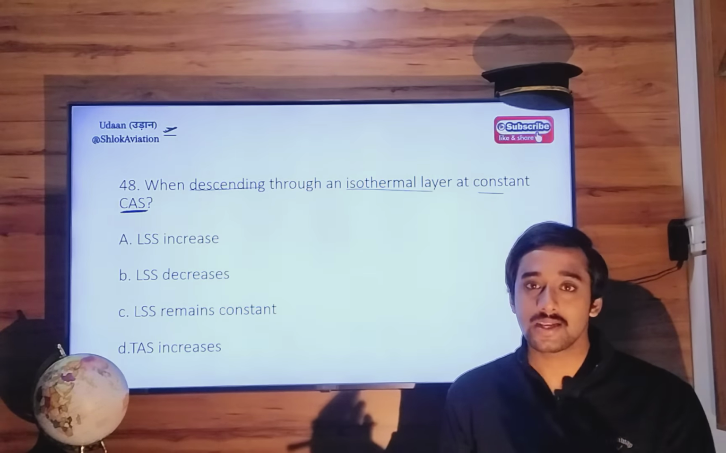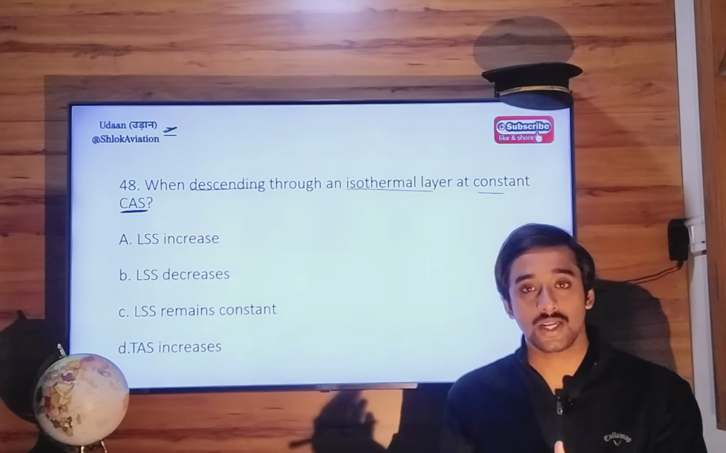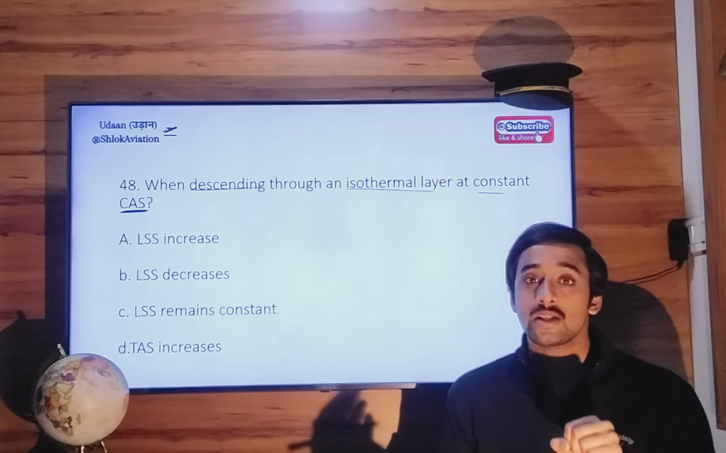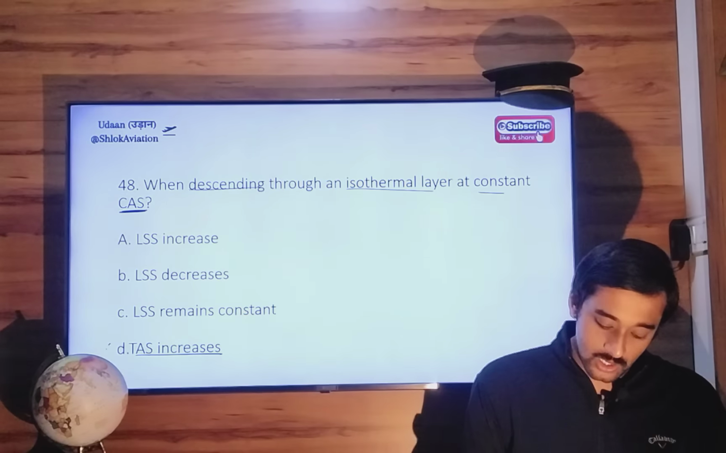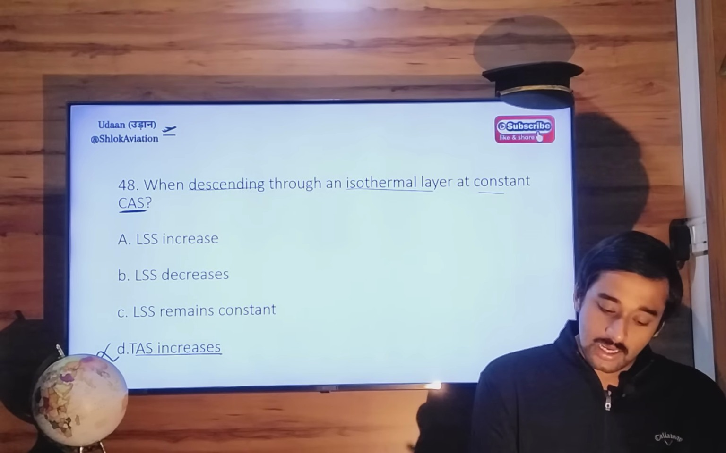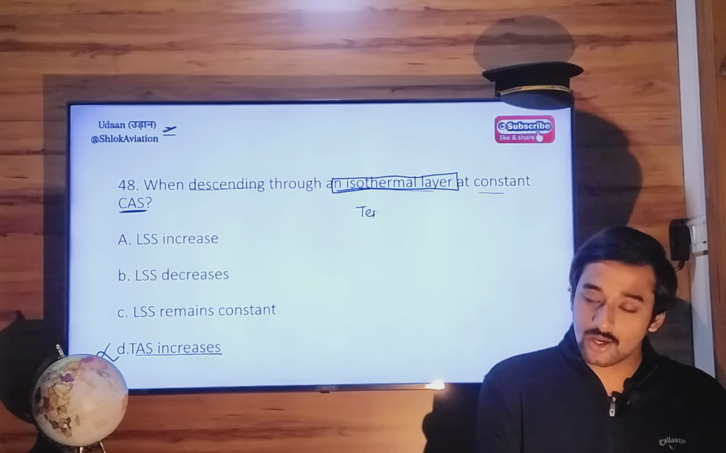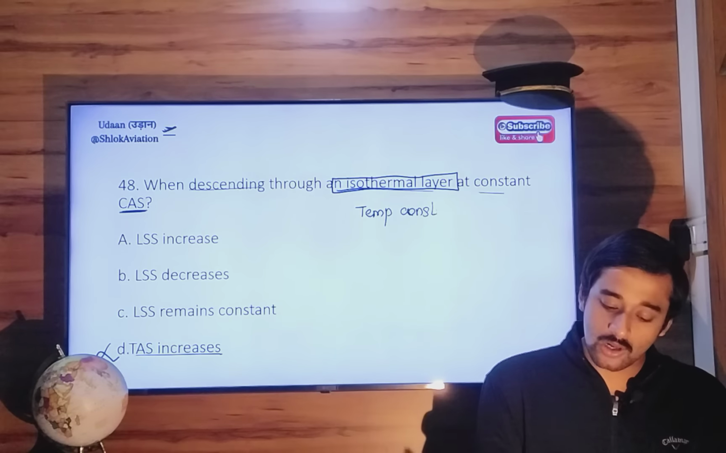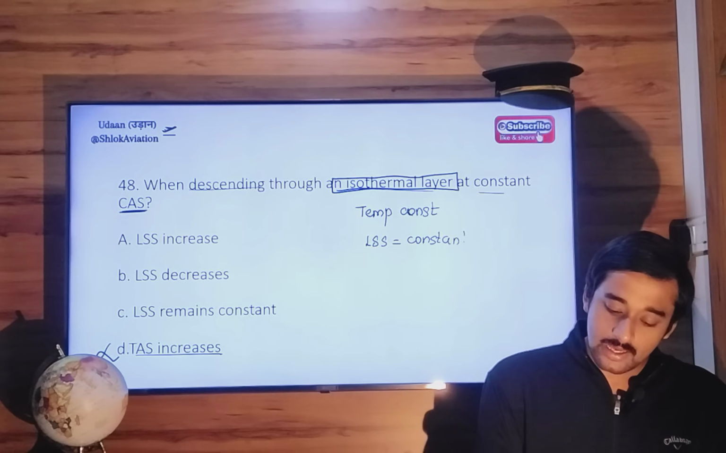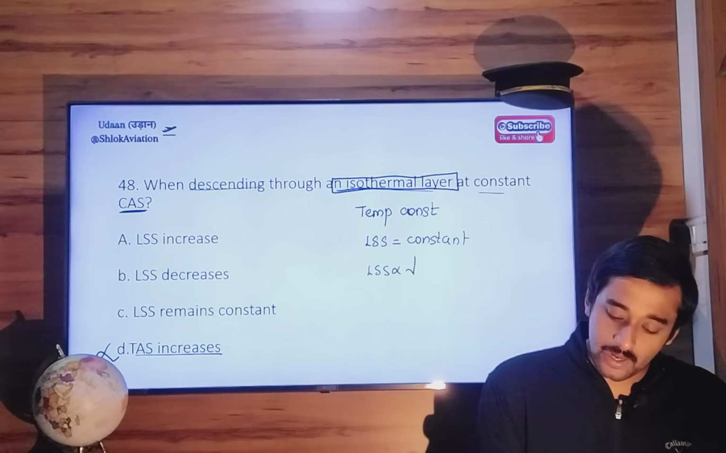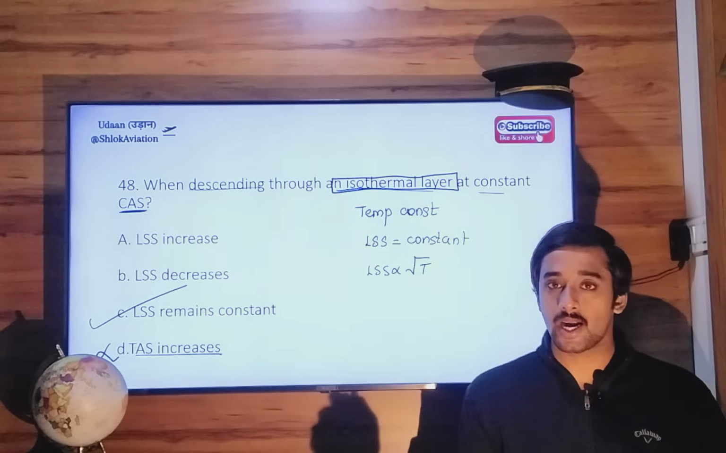So if the forward speed decreases, dynamic pressure proportional to it will also decrease, and as a result, calibrated airspeed will remain in control. It will not increase. So TAS should increase is wrong. It should decrease. Now, it's an isothermal layer. What happens in an isothermal layer? Temperature remains constant. If temperature is constant, local speed of sound will also remain constant because local speed of sound is directly proportional to temperature. So temperature constant, local speed of sound constant. So option C is the right one. Simple.